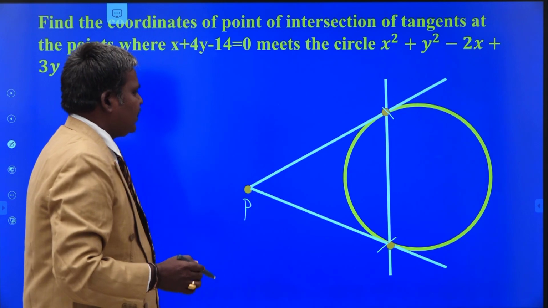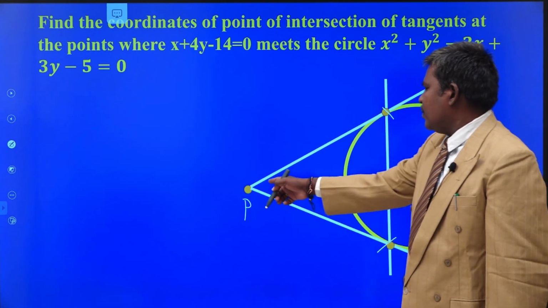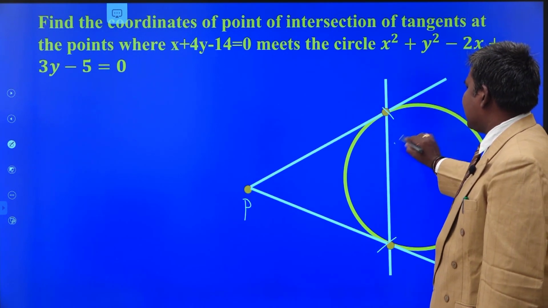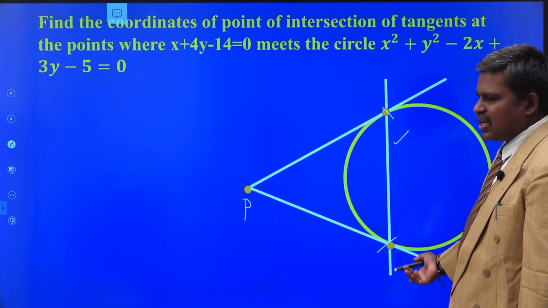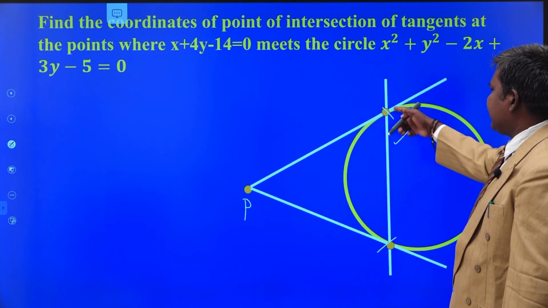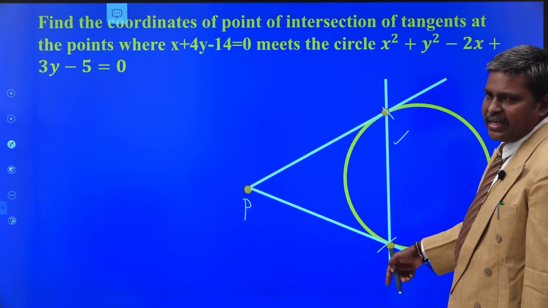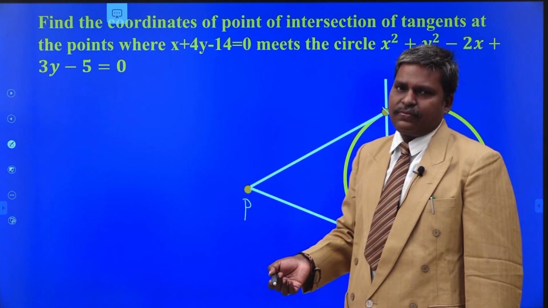This is the corresponding diagram. See, my dear students, this is the point outside the circle. This is clearly the chord of contact. Am I correct or not? This is the definition of chord of contact itself. Draw the tangents from the point to the circle. They touch the circle at 2 points. Join them, you get some secant line. That secant line is your chord of contact.